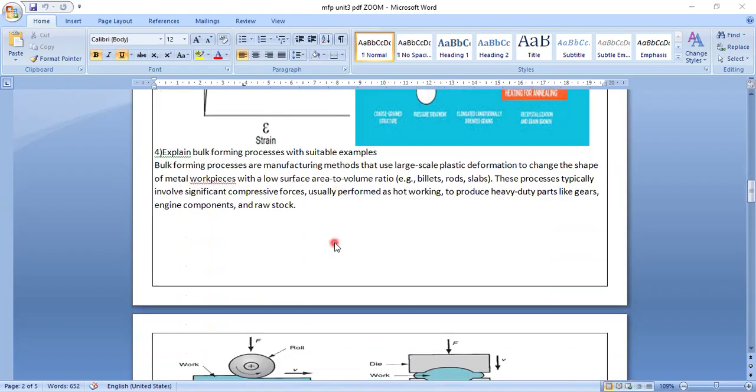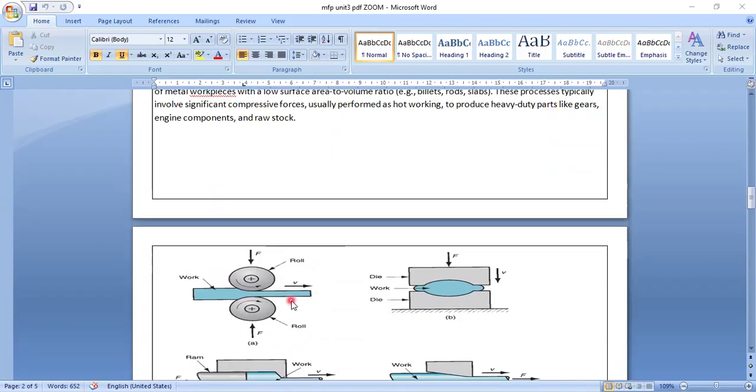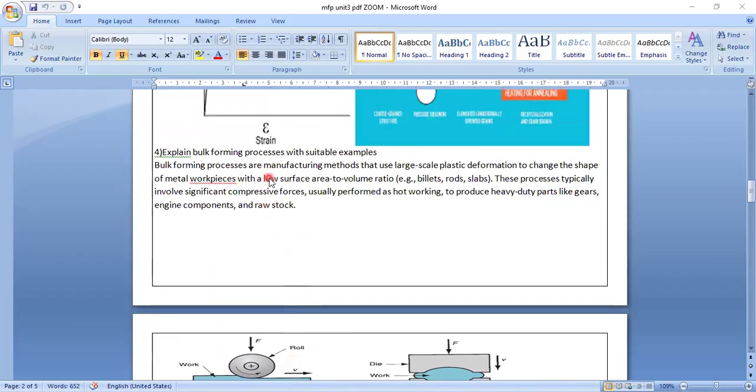Next, I am taking the fourth question: explain the bulk forming process with suitable examples. Four diagrams are shown here, A, B, C, D. Bulk forming processes are manufacturing methods that use large-scale plastic deformation to change the shape of metal workpieces with a low surface area to volume ratio.